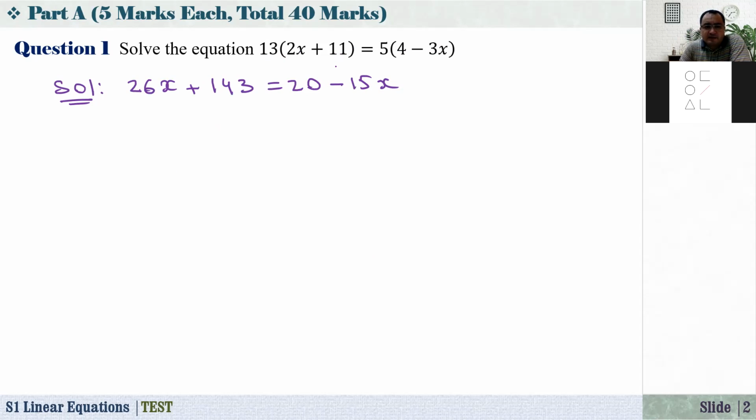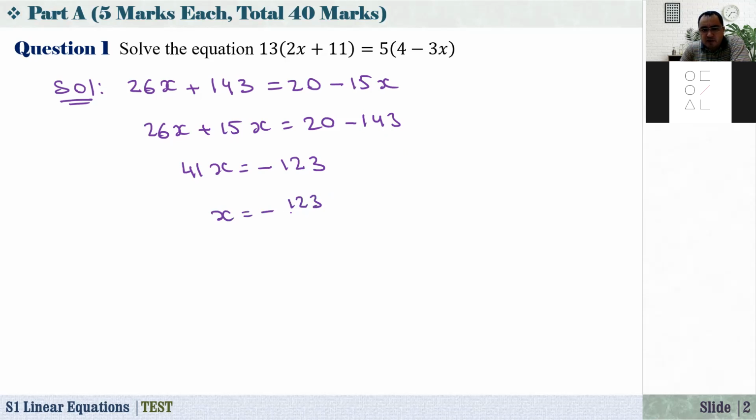Now negative 15x, take to the left-hand side, that is 26x plus 15x. And here we have 20, take 143 to the right-hand side, minus 143. 26 plus 15 is equal to 41x. And 20 minus 143 is minus 123. So that's in the form of ax equals b. From here, what is x? x equals minus 123 over 41, which is equal to negative 3. So the solution of this equation is negative 3.